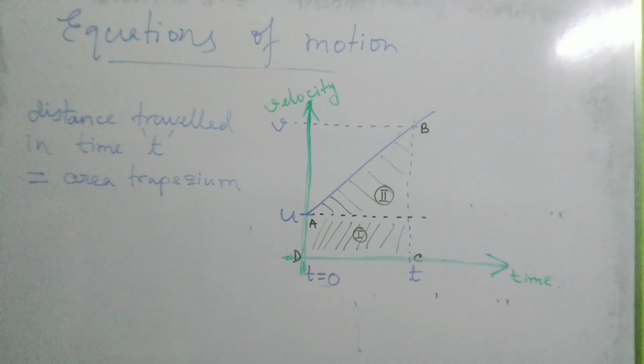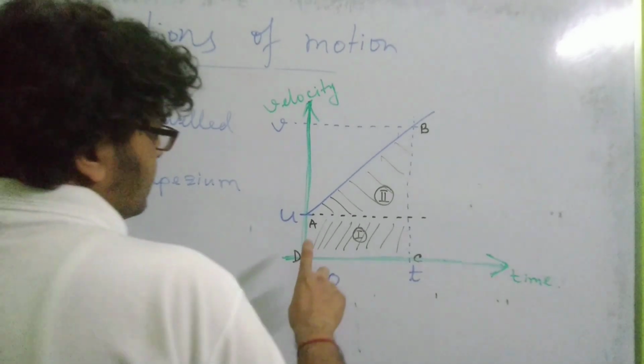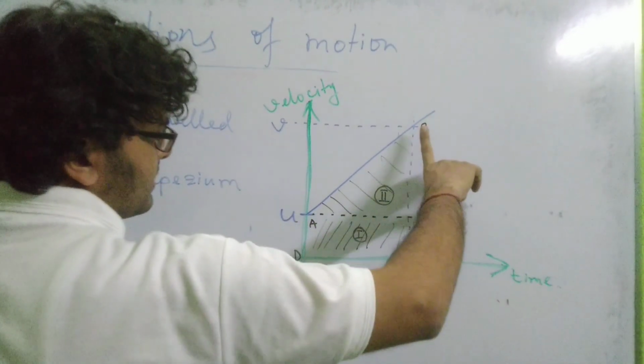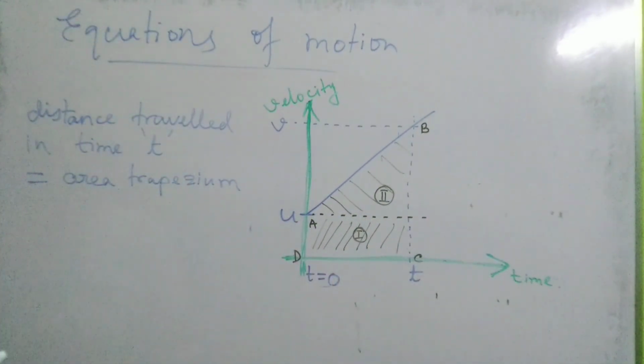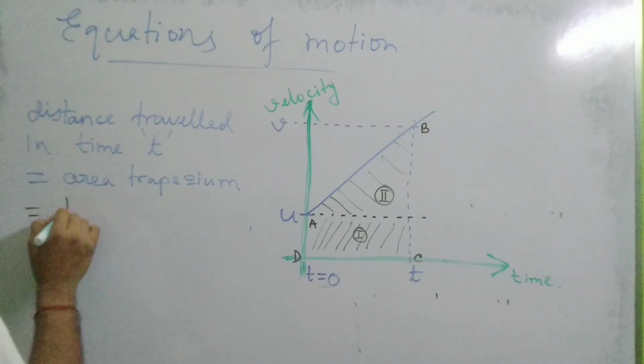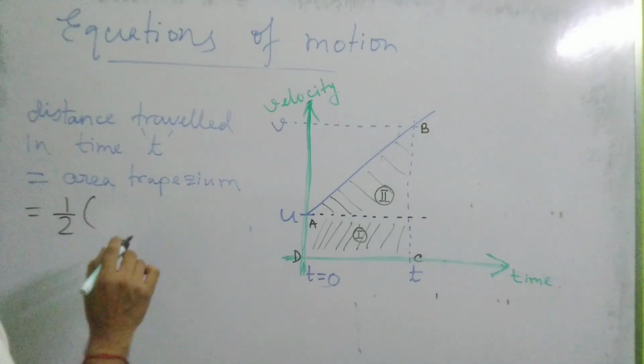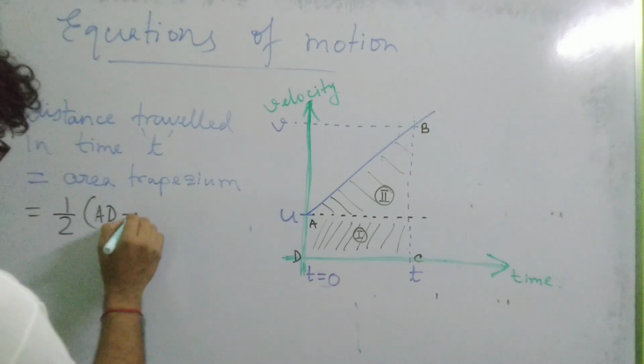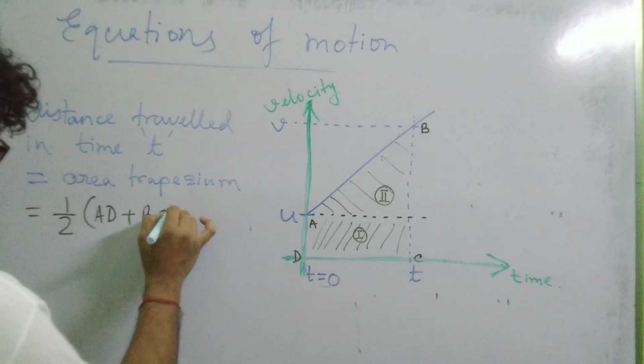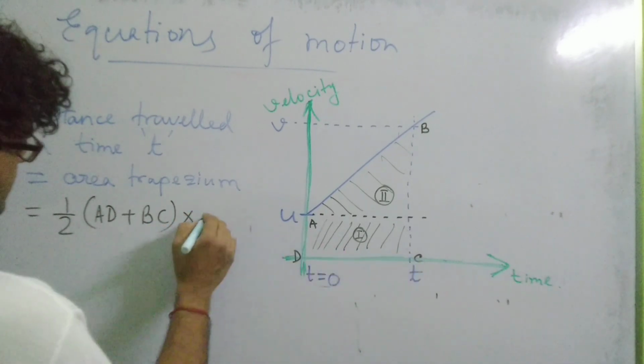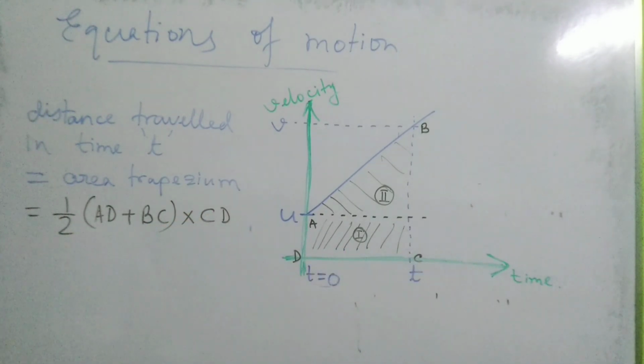It's half into the sum of the parallel sides, multiplied by the distance between the parallel sides, isn't it? If I see, the parallel sides are AD and BC, and the distance is CD. So half into the sum of the lengths of the parallel sides, AD plus BC, multiplied by the distance CD. So this is the formula.